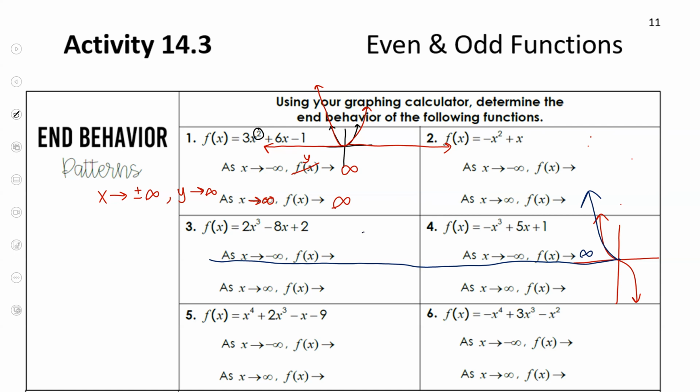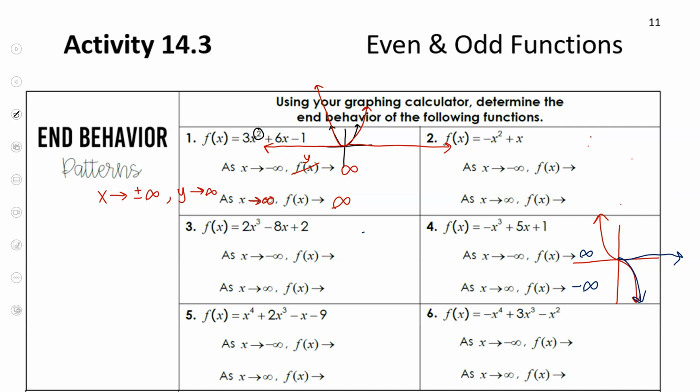Okay, let's do that again. As the x values go towards infinity, the positive infinity, as we go this way, what's happening to my graph? It's decreasing, it's going down now. So we'll put negative infinity. That is how you write end behavior.